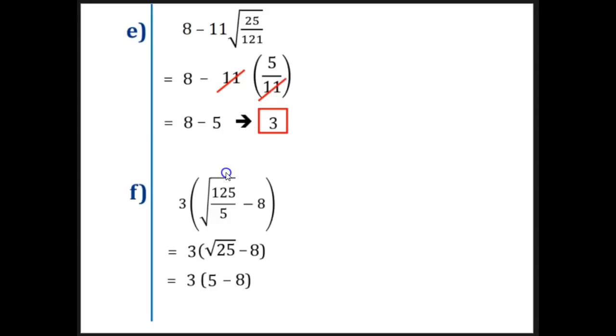So I'm going to write it up as 3 times a negative 3. And what is 3 times a negative 3? So my answer then is negative 9. Understand? Easy peasy lemon squeezy?